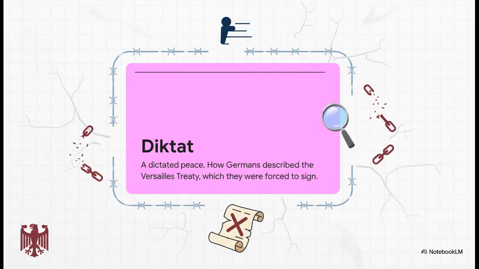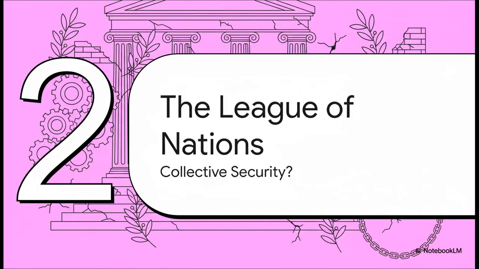And that leads us to this crucial term, diktat. You see, for the Germans, this wasn't a treaty they'd agreed to. It was a diktat, a dictated peace. They had zero say in it. They were just told to sign on the dotted line. And that deep, burning sense of humiliation would fester in Germany for years and years to come. So let's move to part 2 and see how this builds.